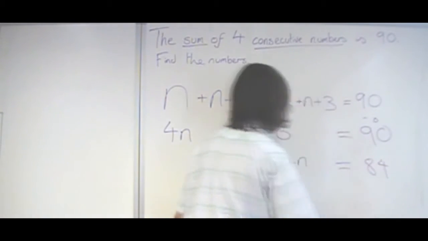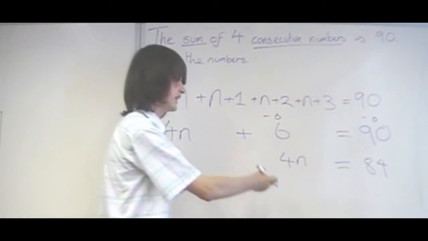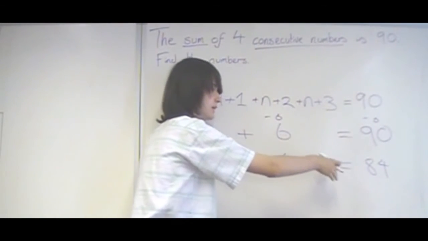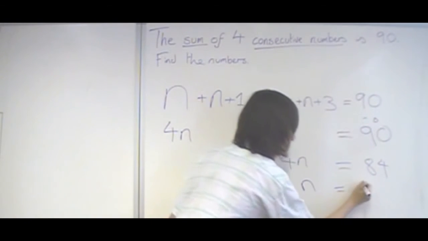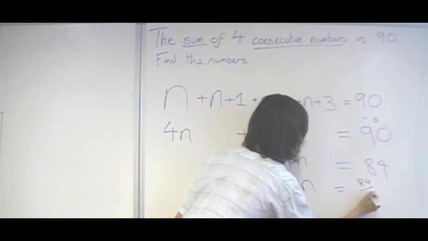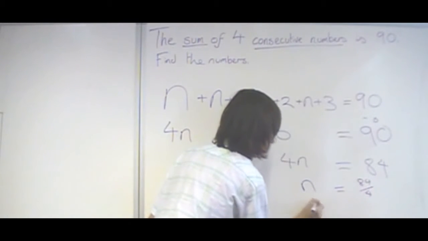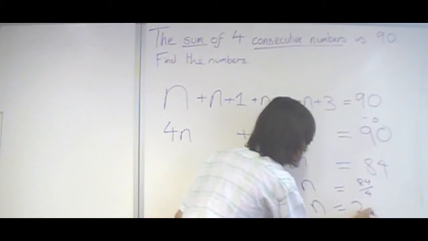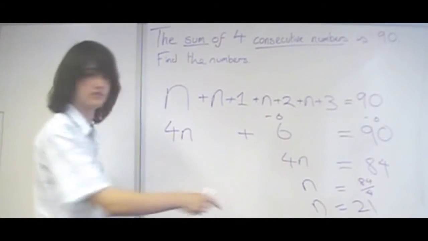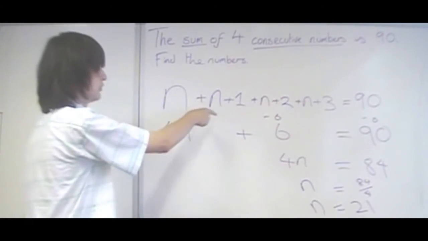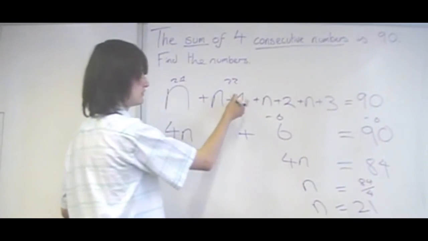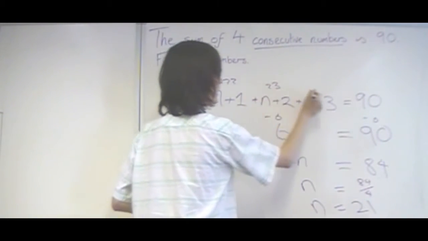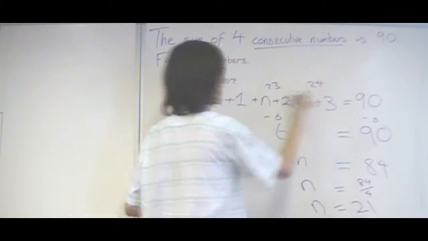And that means to get just a single n, we have to divide the answer by 4, so just a single n would give us 84 divided by 4, which means that n equals 21. And if n equals 21, then n plus 1 equals 22, n plus 2 equals 23, and n plus 3 equals 24. And that's the answer.